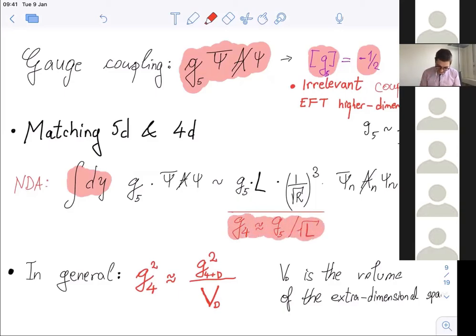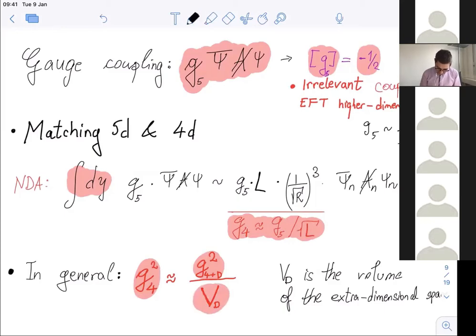Or if you do it in great generality, where you have an arbitrary number of extra dimensions, then you can conclude the following: that the four-dimensional gauge coupling squared is approximately equal to the gauge coupling squared in 4 plus d, where d is the number of extra dimensions, over the volume.